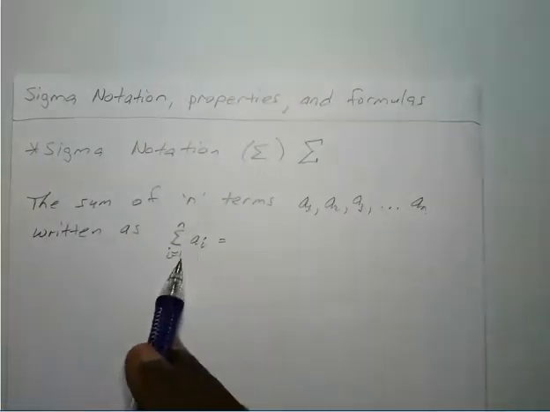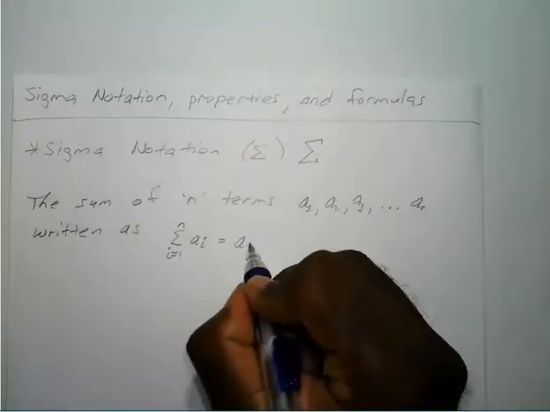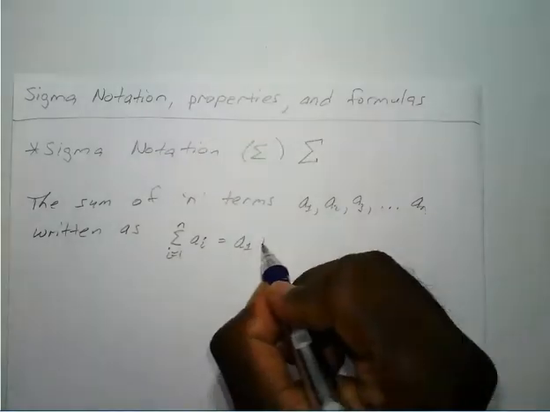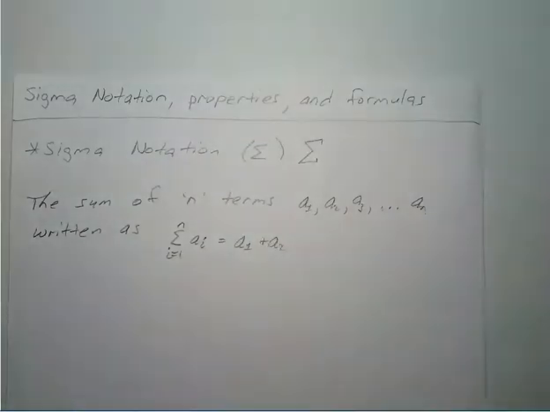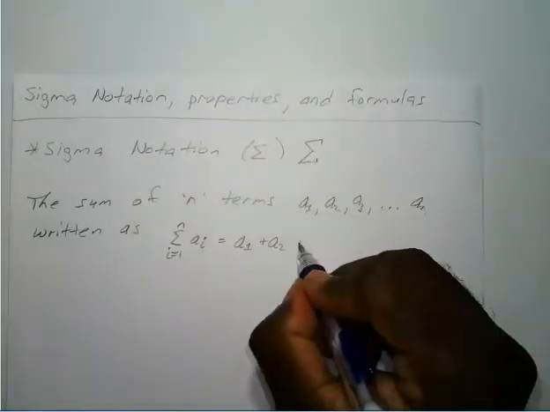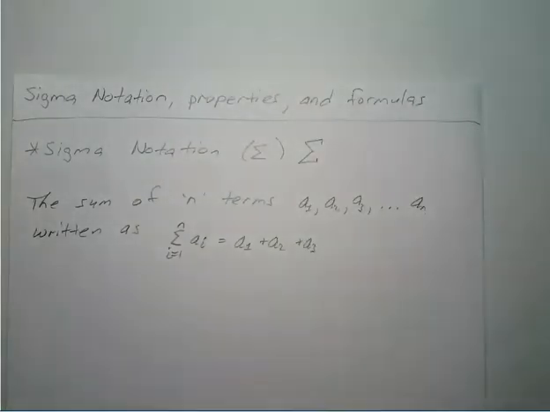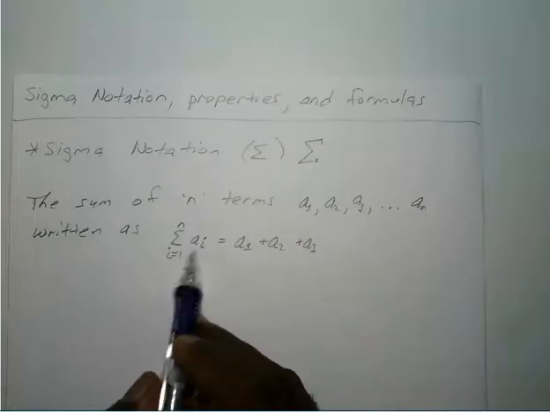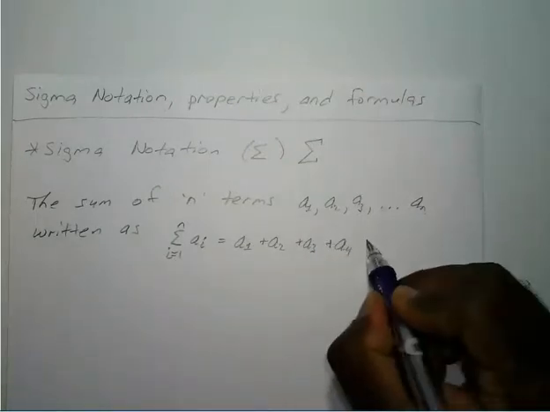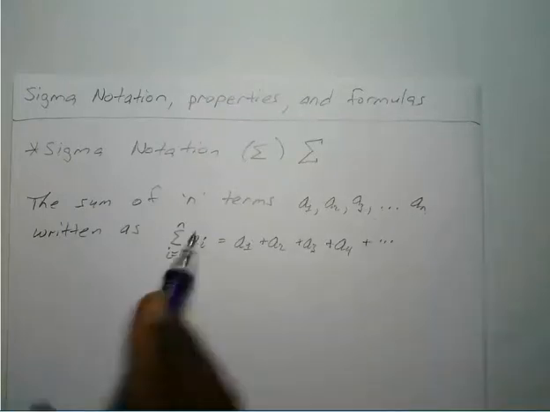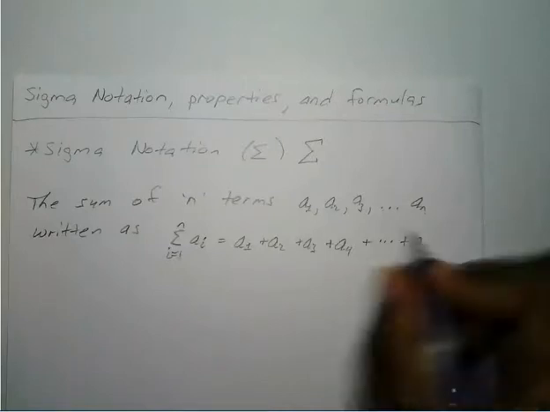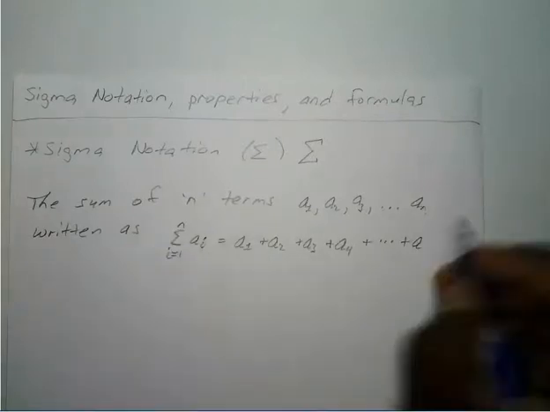So if we replace the i with 1, we'll get our a sub 1. And if we replace that i with 2 and add it, we have a sub 2. If we replace that i with 3 and add it, we have a sub 3. If we replace that i with 4 and add it, we have a sub 4. And that keeps on going all the way until we reach our upper bound, which is replacing the i with n.